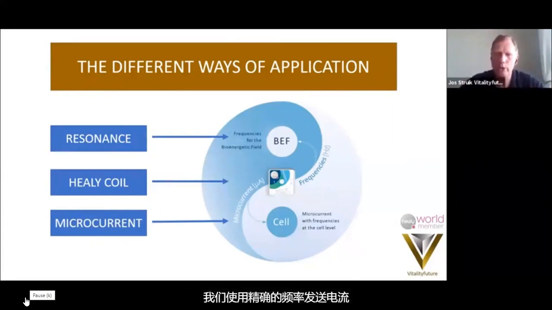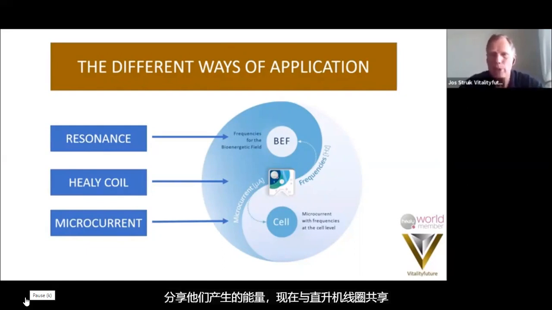We send the current using an exact frequency exactly to the cells where we need it. And the energy is being applied to the cells to improve the energy production of the cell itself. When we do that, when we improve the energy production of the cell, it means that the energy in our body, the information in our body, improves because the cells share the energy they produce. And now, with the Healy coil, we connect with that energy field, with the existing energy, with the cells.